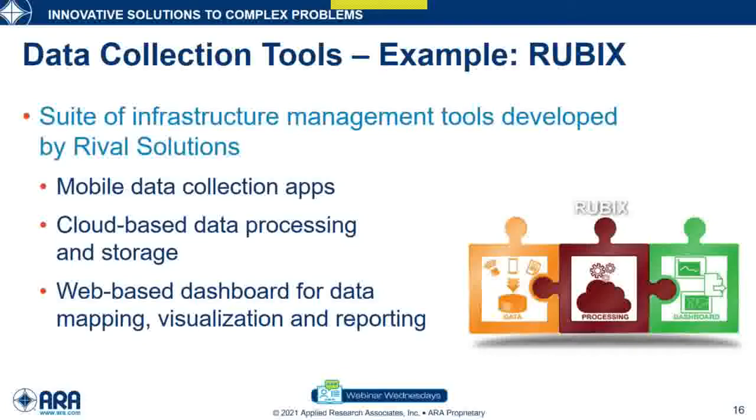One of the examples of trail management tools in terms of software is called Rubix. It's a suite of infrastructure management tools developed by Rival Solutions, a Canadian company. They include mobile data collection applications, cloud-based data processing and storage, as well as a web-based data dashboard for data mapping, visualization, and reporting. The Rubix suite is a flexible cloud-based technology platform that allows users to efficiently gather information about the condition of infrastructure features, including roads, sidewalks, parking lots, and more.